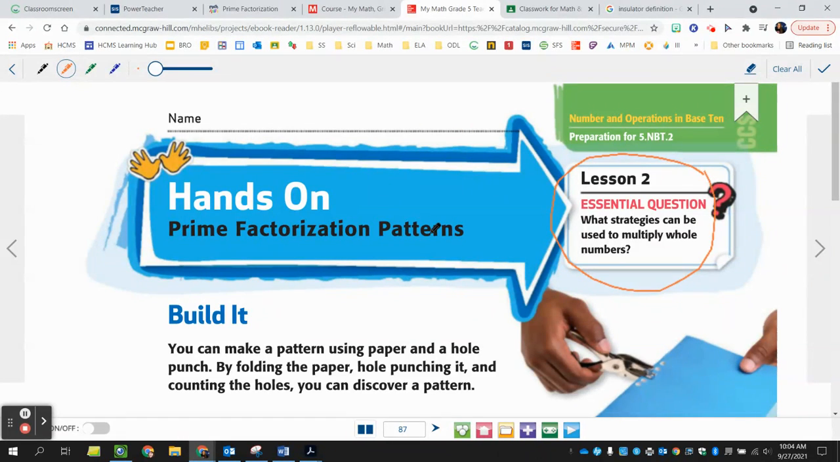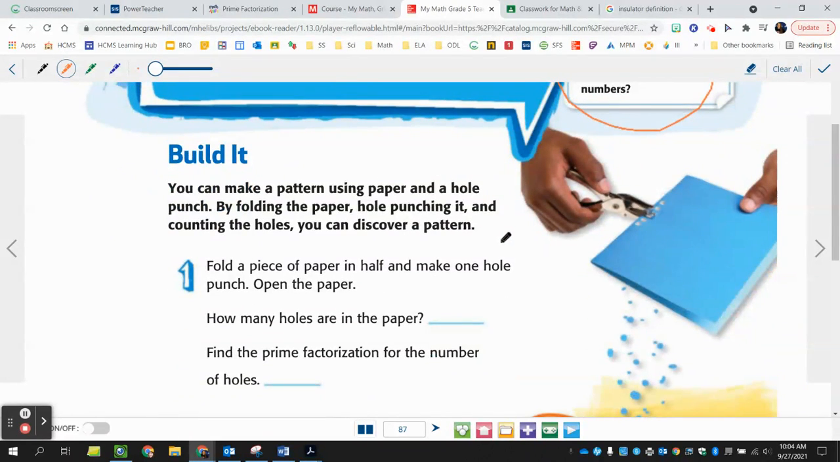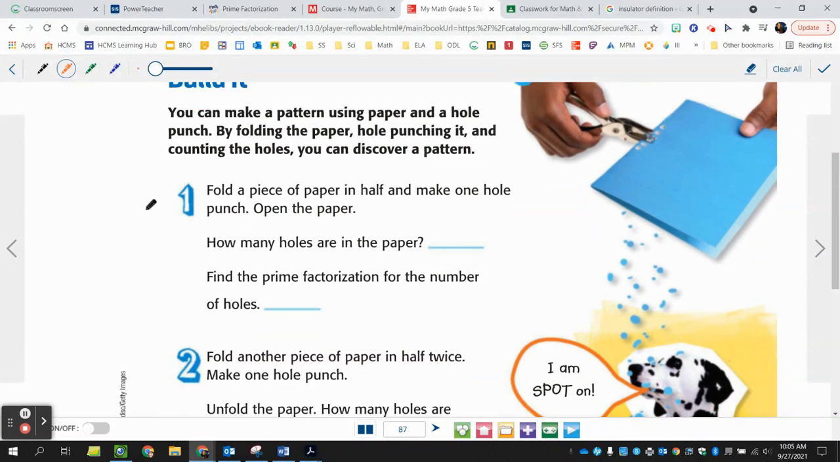Today is a hands-on lesson, prime factorization patterns. You may not have a hole punch or a single hole punch at home, so I will be taking video to show you how to do this. Build it. You can make a pattern using paper and a hole punch. By folding the paper, hole punching it, and counting the holes, you can discover a pattern.